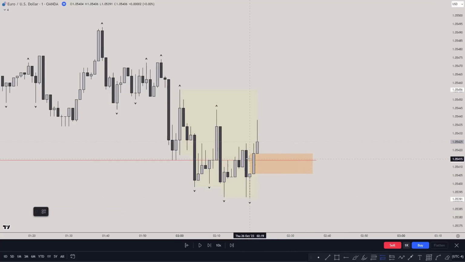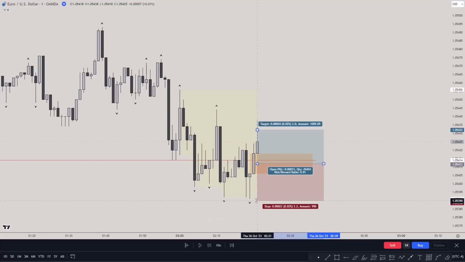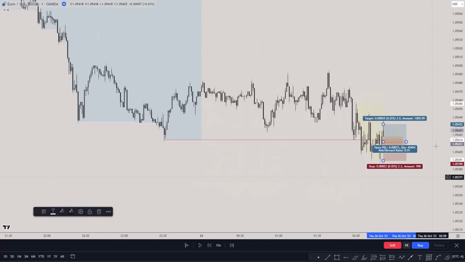But let's say that we're going to enter from here. Why? Because price came back into the range with a fair value gap. So if we enter from here, stop loss here. This one I did not enter.